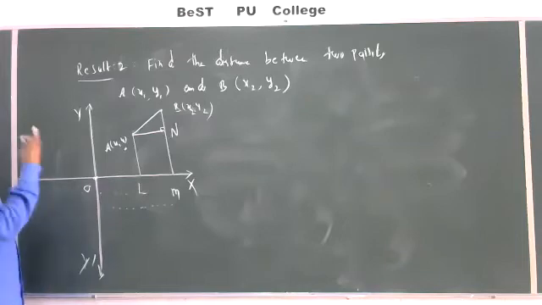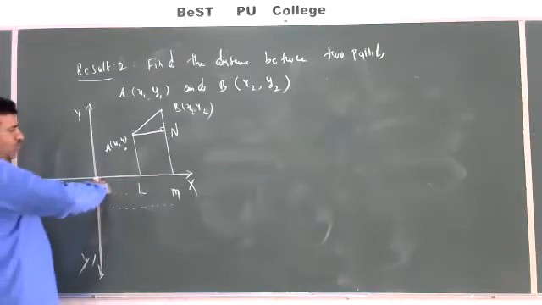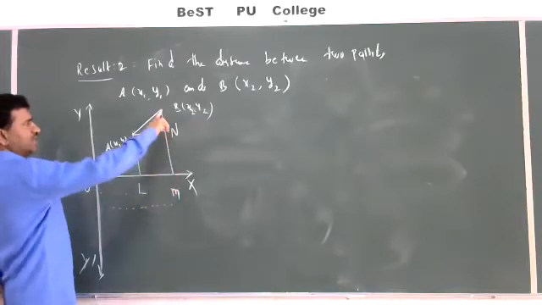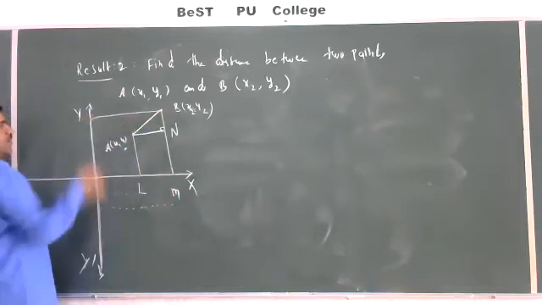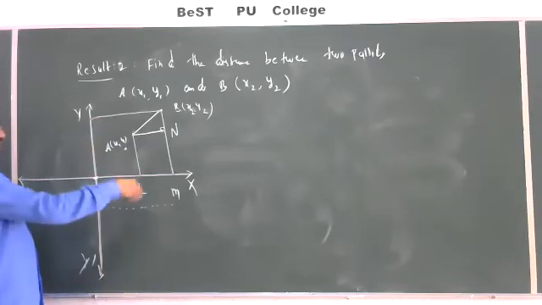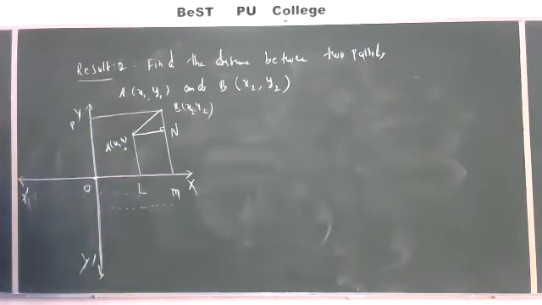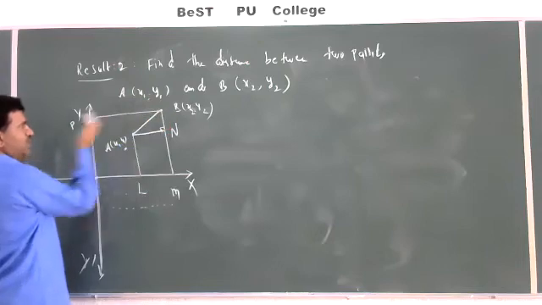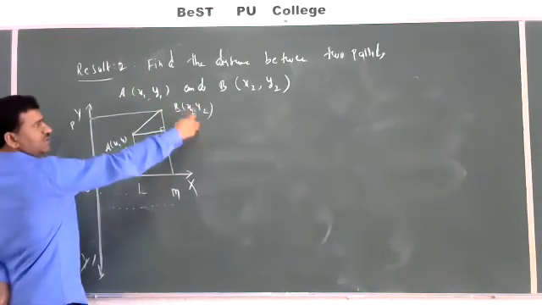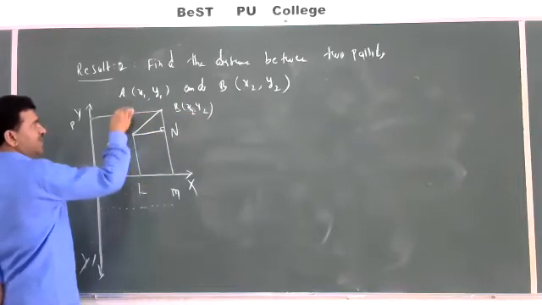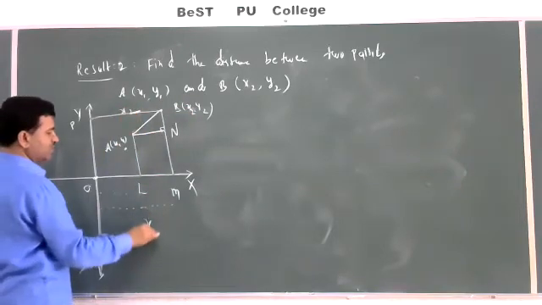Can we use the definition? OM means the perpendicular distance of the point from the y-axis. Draw BP. BP is perpendicular to the y-axis. What is the PB value? Perpendicular distance of the point from the y-axis is always the x coordinate. What is the x coordinate in this case? x2. So this total distance OM value is x2.